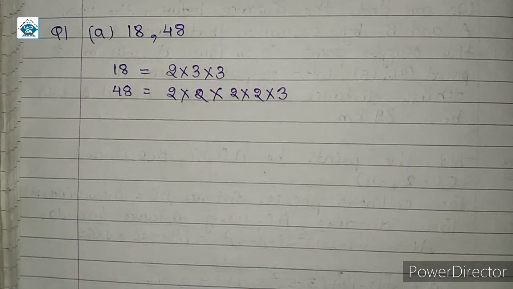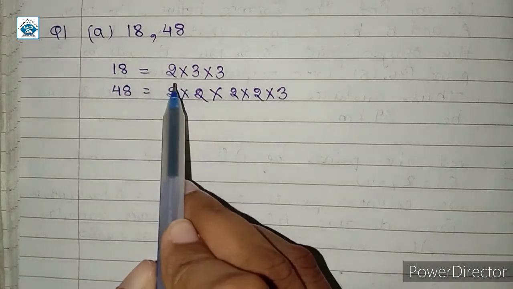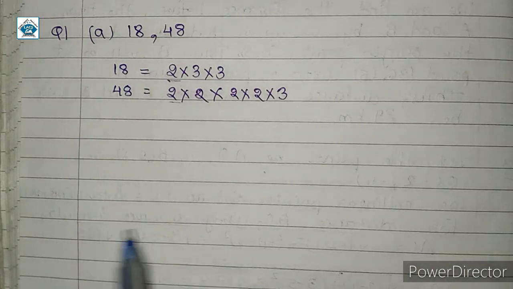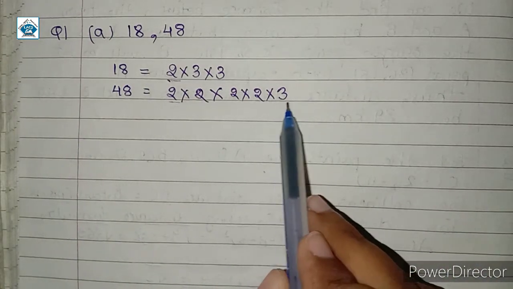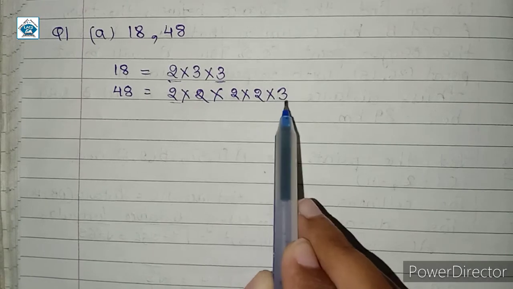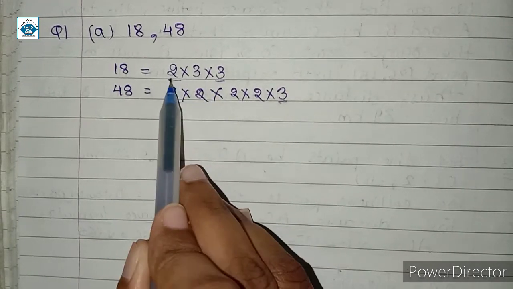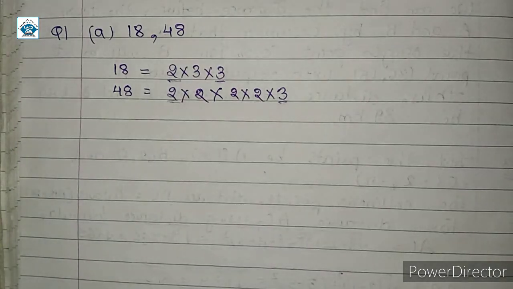Next, we will see the common factors. For finding the highest common factor, we need to find the common factors of the given numbers. So here we can observe that 2 is common in the factors of both these numbers, and 3 is also a common factor. 3 is a factor of 18 and 48 both. So 3 and 2 are the common factors of 18 and 48.